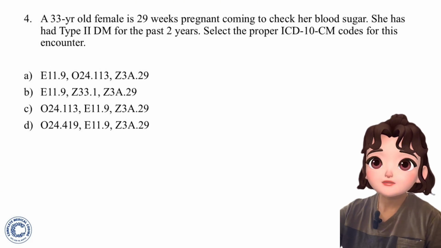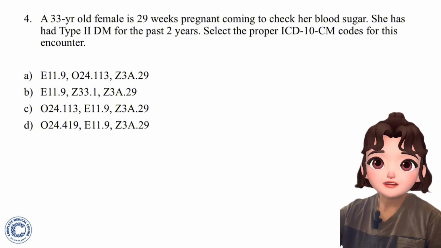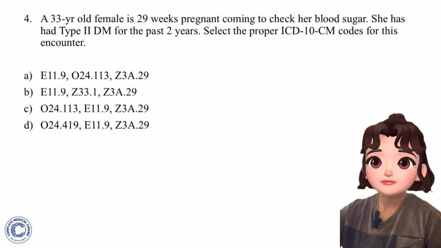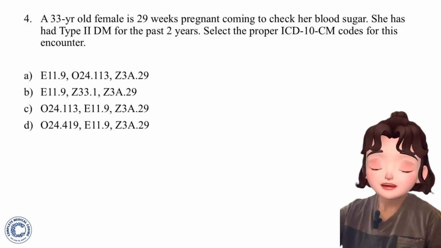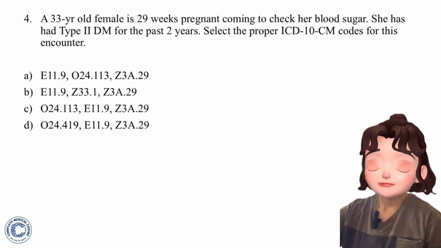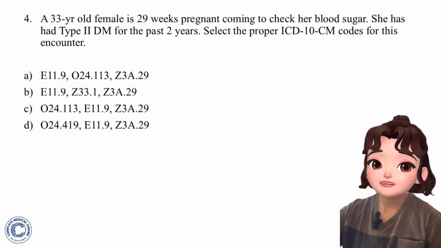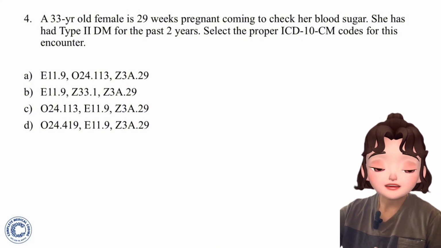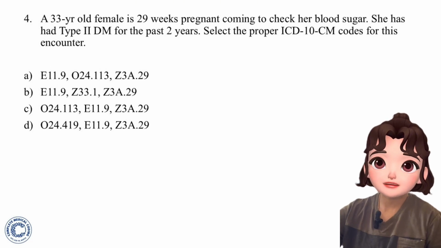O24.113. So let's find out which O code is right, if it is option C or D. O24.113, what is O24.113? Pre-existing type 2 diabetes mellitus in pregnancy, third trimester. Yes, this is third trimester because it is 29 weeks. From 28 weeks till the end, it is third trimester. So this is third trimester and pre-existing type 2.